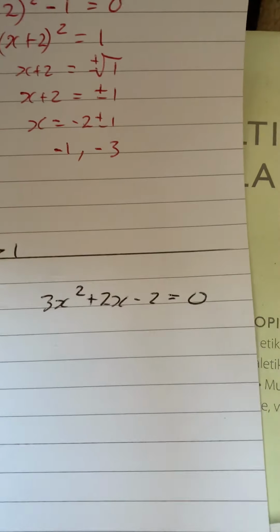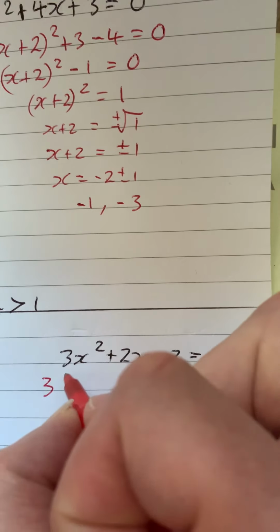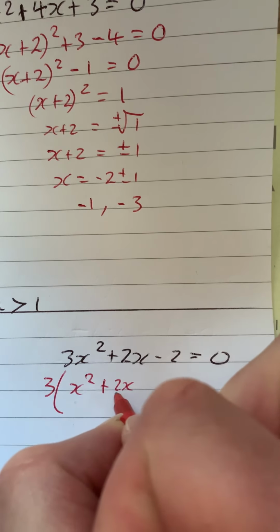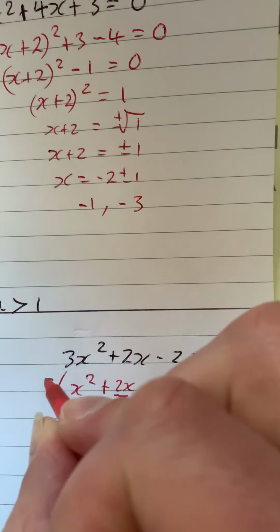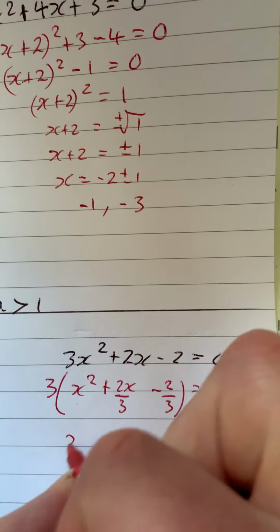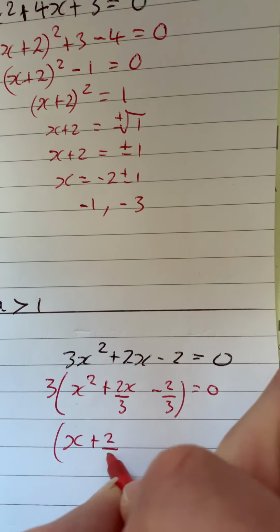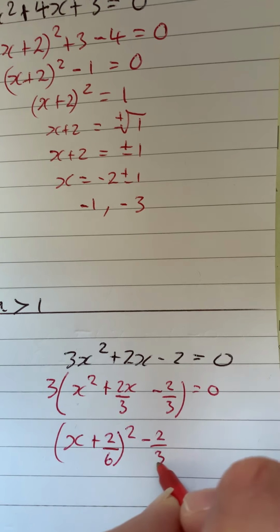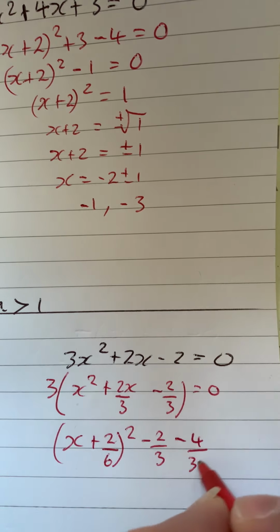Okay, next one. Similar thing, so we've got 3's in all of them, so we get the 3 out. So we've got x squared, we can write that as 2x over 3 minus 2 over 3, and that's equal to 0. When we divide by 3, that disappears. So we can write x plus, we halve this, so 2 over 6 squared, minus 2/3, and this squared is minus 4 over 36.